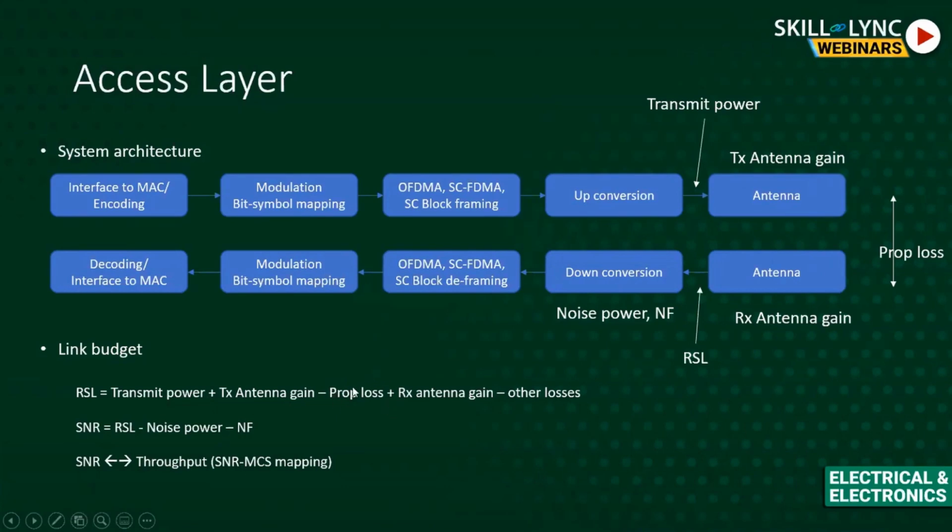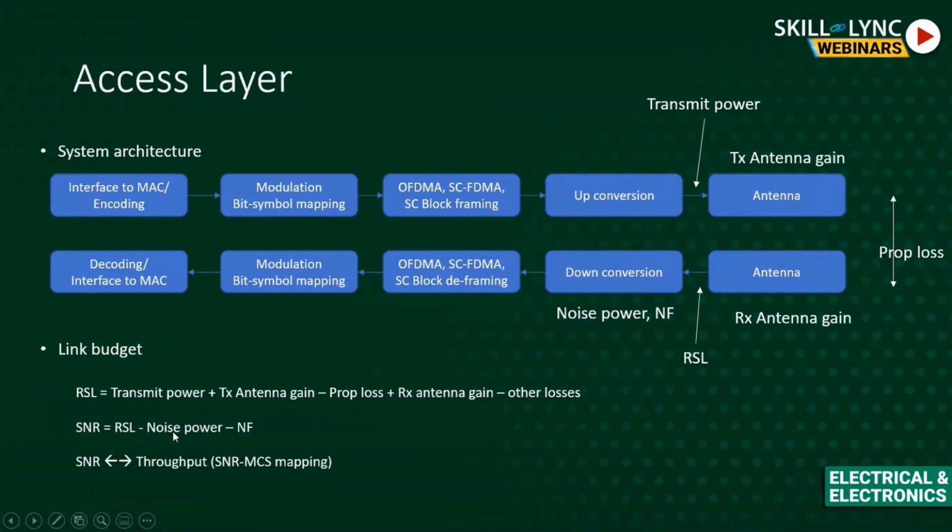And propagation loss does not act in your favor. It actually degrades the signal. It could be a tree or a building that is attenuating your signal. That's why you have a minus there. You subtract the loss that you suffer in the medium. Then again, the receiver antenna acts in your favor, so add it to the budget. Then there will be other losses such as equipment manufacturing or implementation losses, so we add those to the budget as well. That's your RSL. And of course, something else happens in the receiver, which is the noise power.